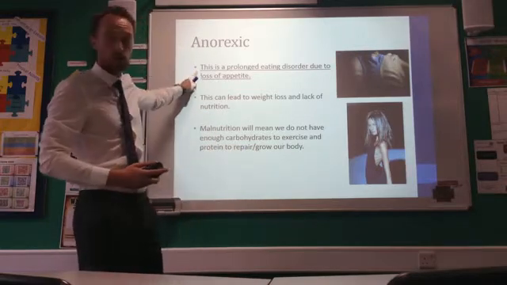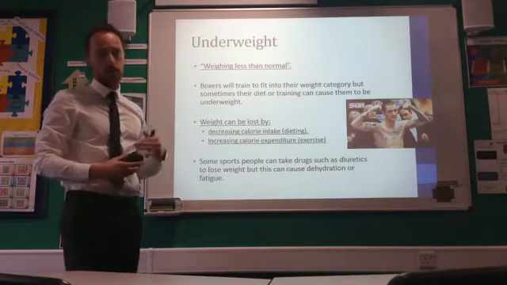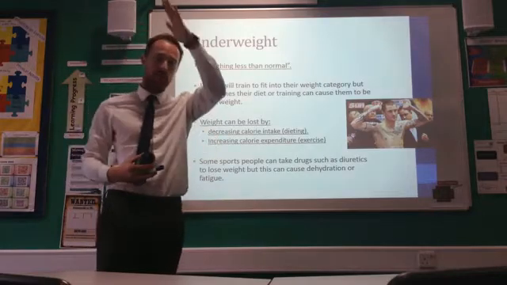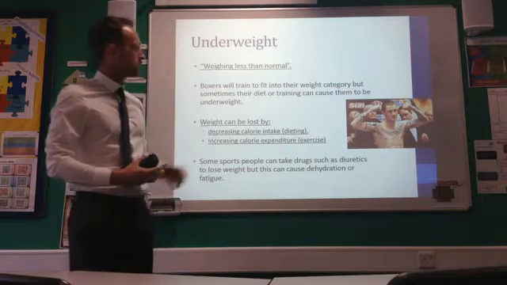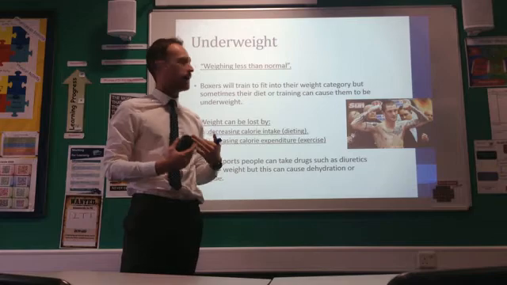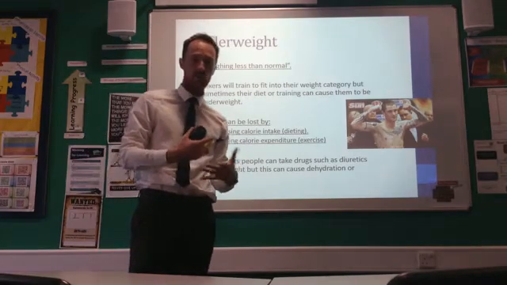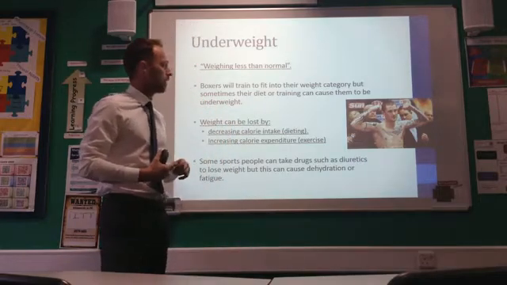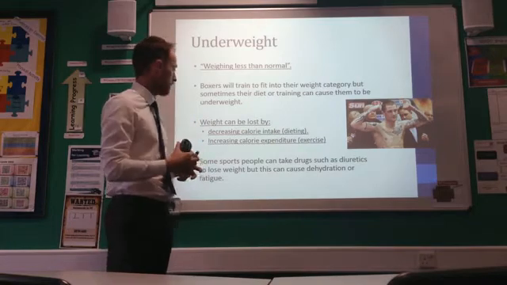So take time to note down the definition of being anorexic. The next one is underweight, and this is weighing less than normal. So on a BMI chart, this is just slightly below the yellow line. Quite often boxers will train and diet to meet their weight, and sometimes that can mean they can be slightly underweight or slightly overweight. It's important that you know that diet and training can affect somebody who's underweight.